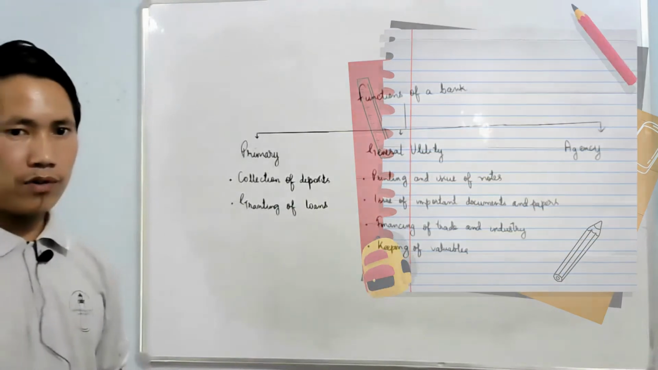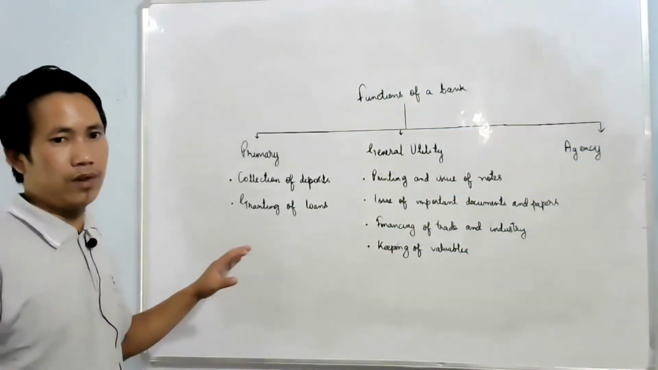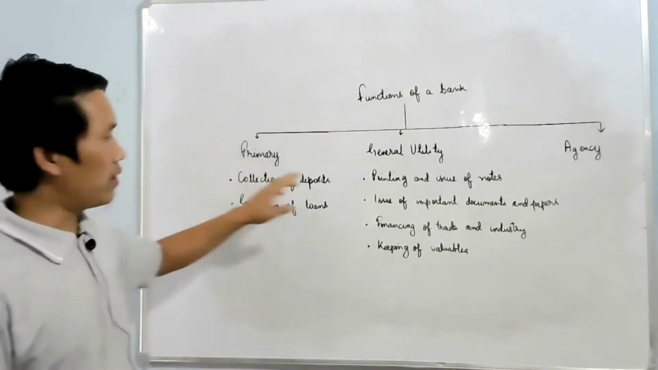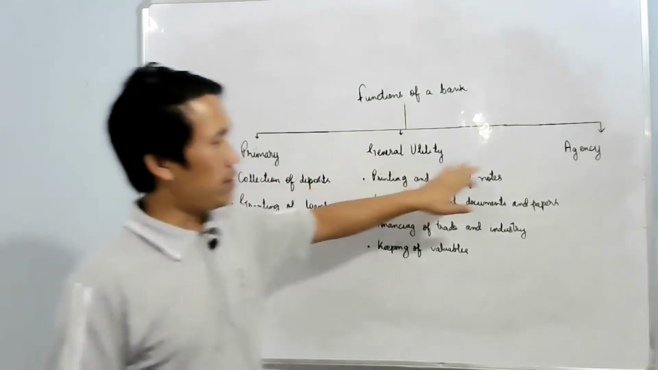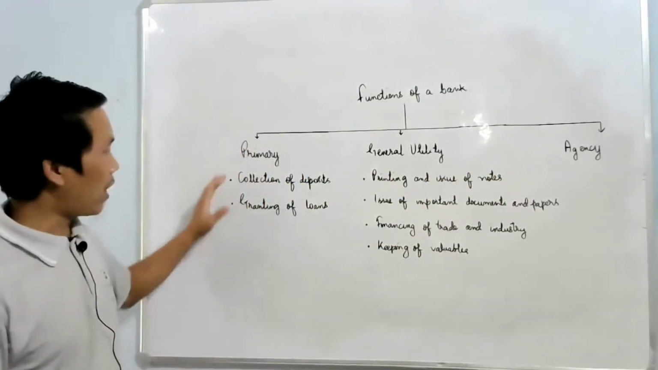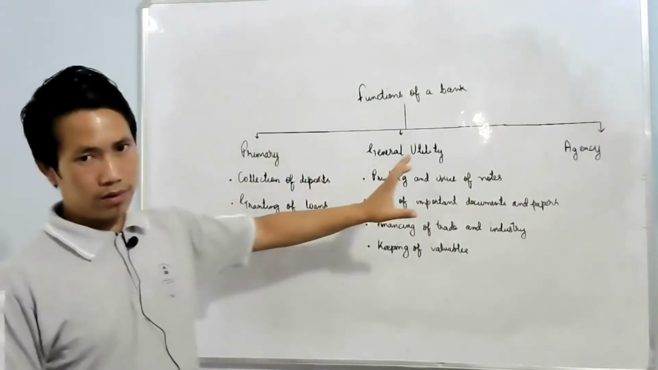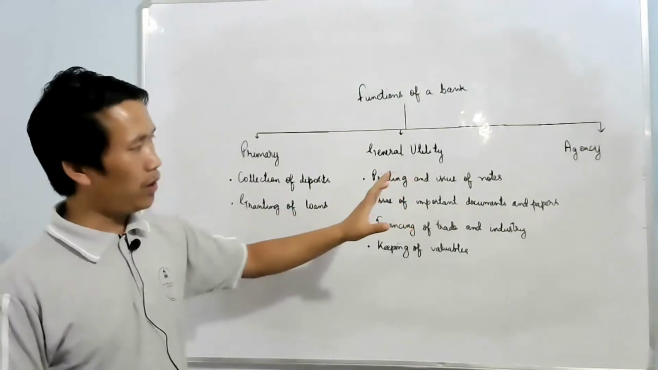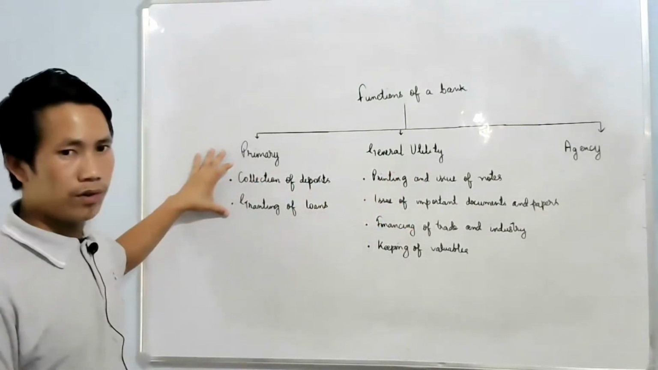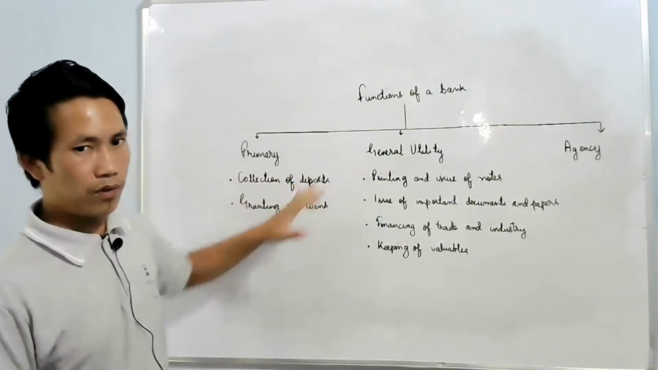And when we say functions of a bank, functions of a bank is discussed under three heads, that is primary functions, general utility function and agency function. And as for today, we are going to discuss the primary and the general utility function. In the next class, we'll discuss the agency function. So we'll leave the agency function for the time being. So today we'll discuss the primary functions and the general utility functions of a bank.